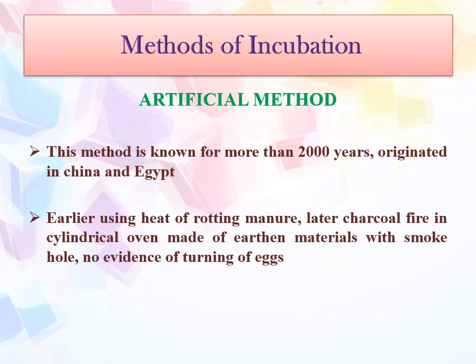Now the most important method is the artificial method. Nowadays we have modern hatcheries inside which there are incubators and hatchers. For the first 18 days after storage, the fertile eggs are put into the incubator. Then for the last 3 days they are put into the hatcher. Whatever temperature, humidity and turning are required for incubation, in nature it is provided by the hen, but here it is provided by different mechanisms inside the incubator and hatcher, and after 21 days the chick will be born. So it is called the artificial method.